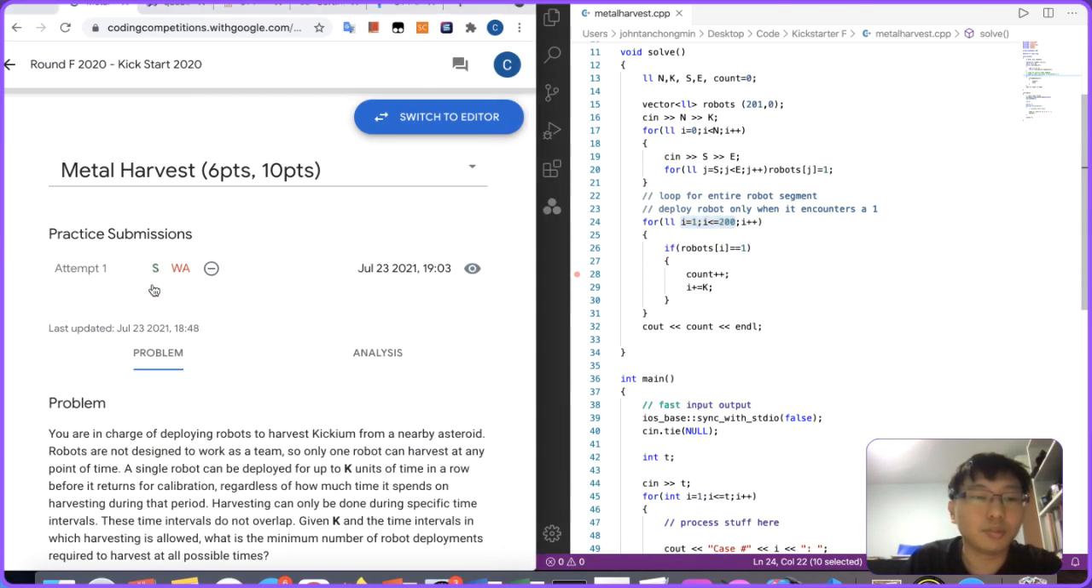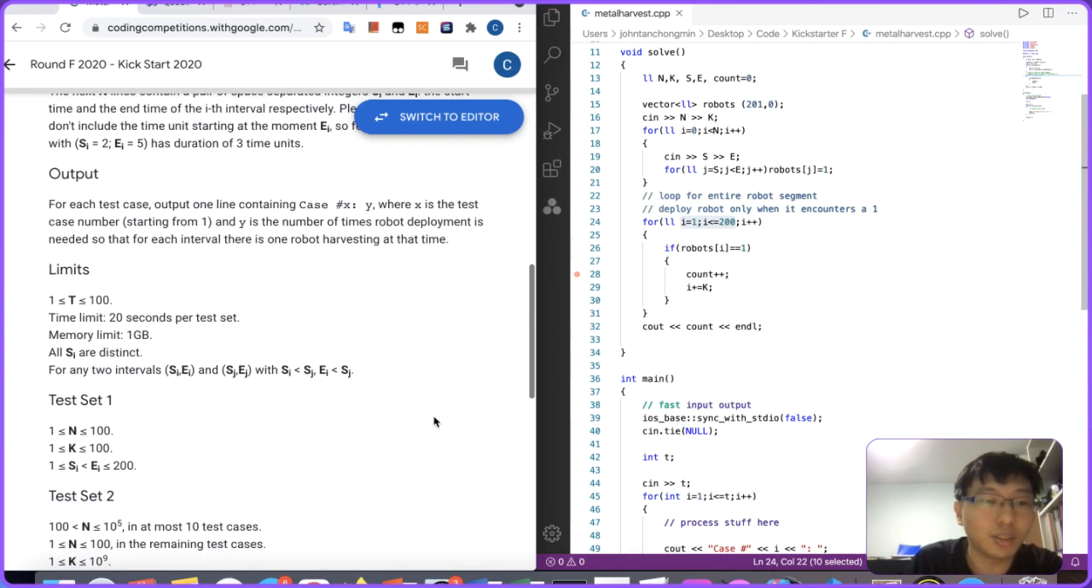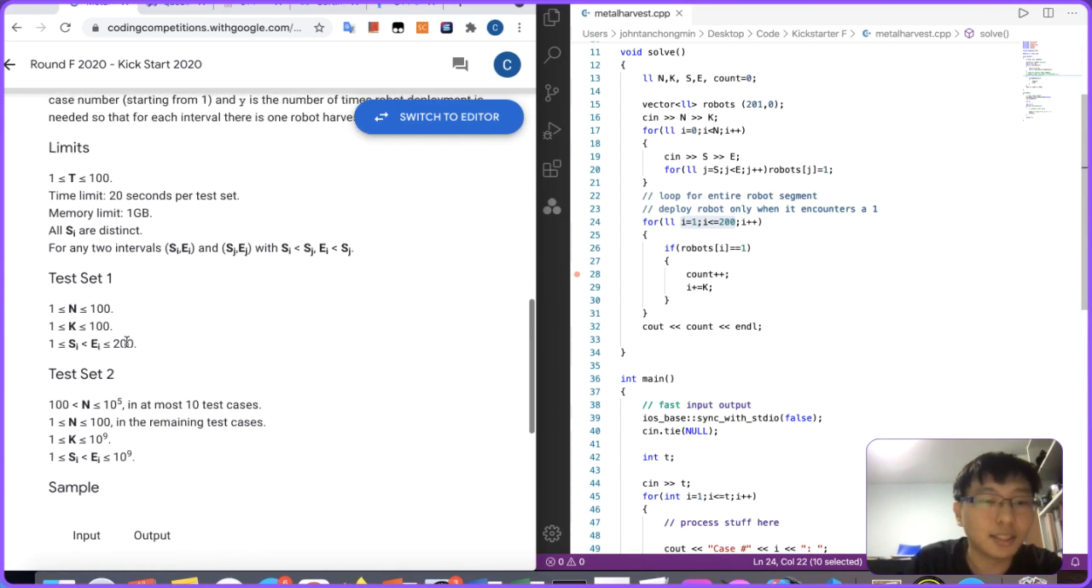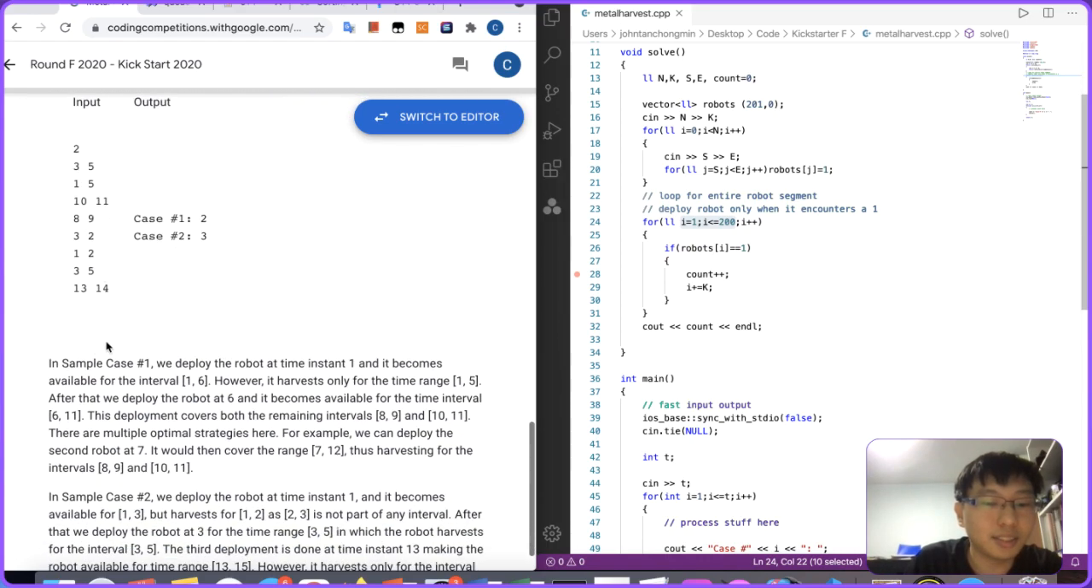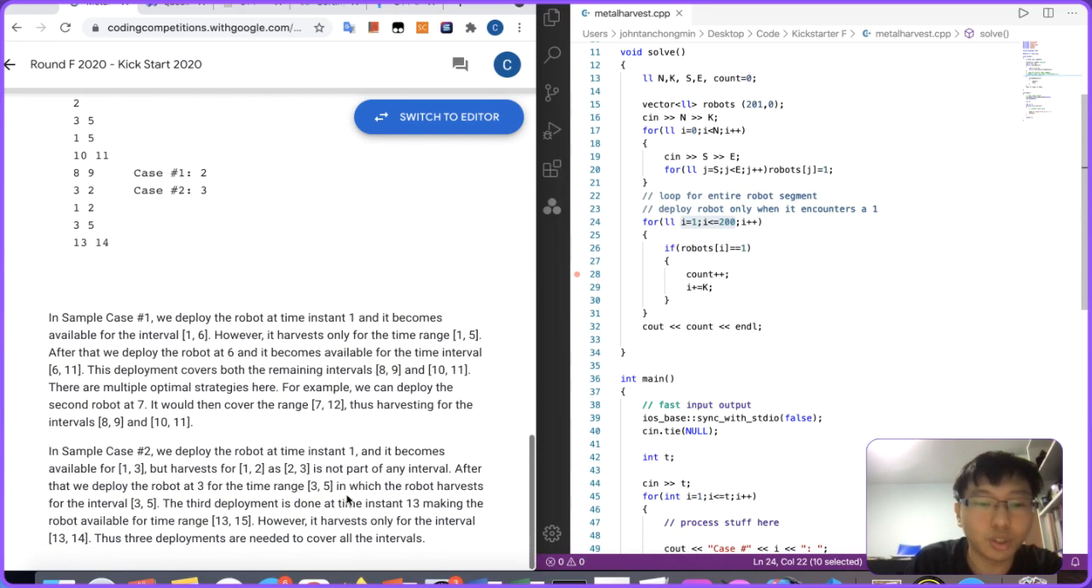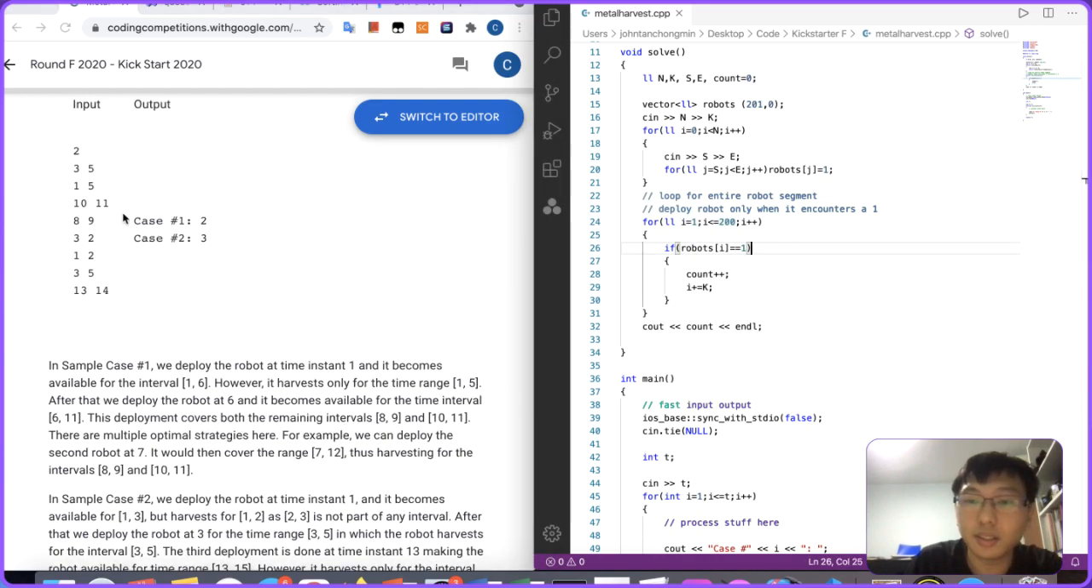Samples pass, test set one wrong answer. I even got the wrong answer for the first test case. It passes the sample, but I'm not too sure why it got a wrong answer. So i equals to 1. No, unless this is supposed to be an equal.